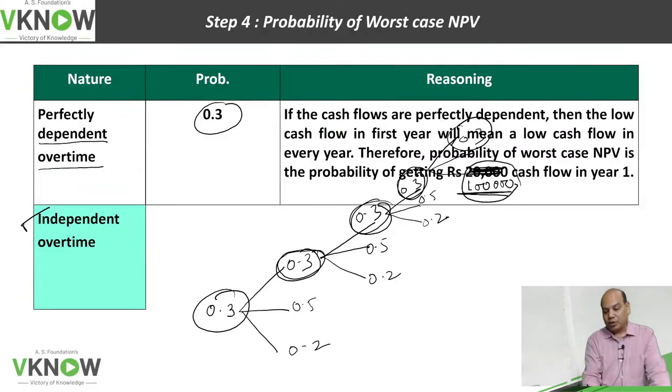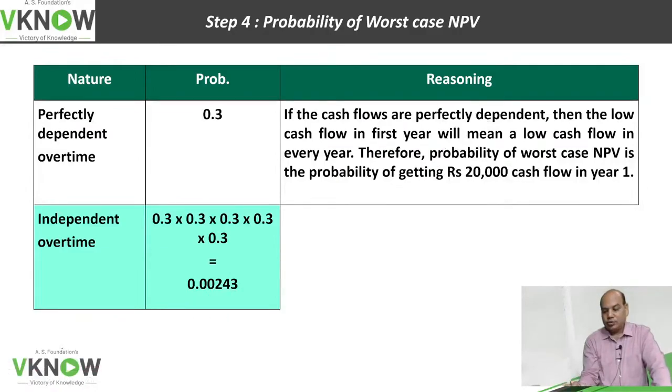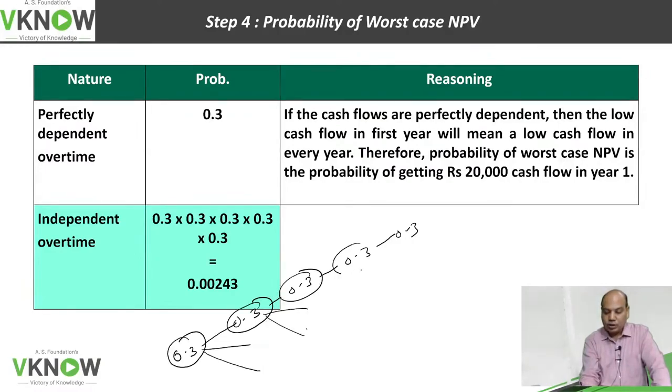That is what is the probability you will get 1 lakh in all the 5 years, and these are independent. So I have to apply joint probability, and I need to multiply 0.3 into 0.3 5 times. So write down the answer, please. And this is the explanation. We have given the diagram to explain. 0.3, 0.3, 0.3, 0.3, 0.3. But other possibilities also exist. So this is, you have to multiply.